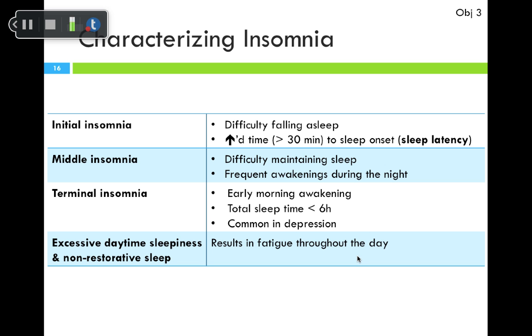And then the final type of insomnia is excessive daytime sleepiness and non-restorative sleep. So this is when people say that they're sleeping 8 hours a night, but they're not getting any sleep, or they're not feeling rested at all. And in general, this results in fatigue throughout the day.